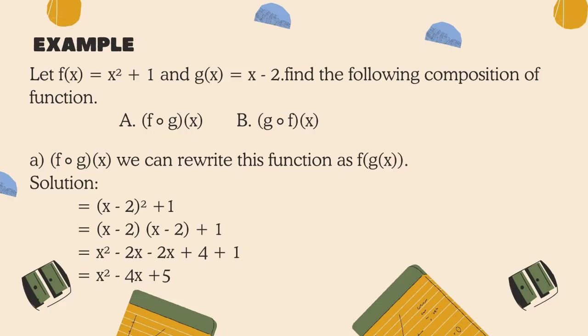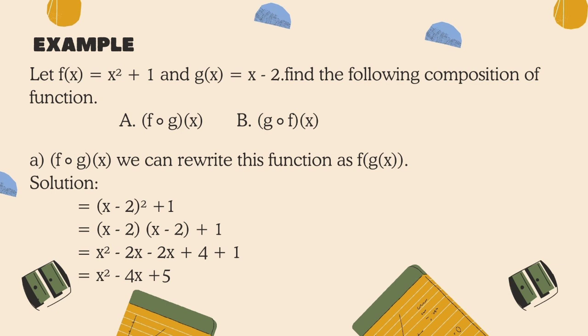So we have here our example number 1. Let f of x equals x squared plus 1 and g of x equals x minus 2. Find the following compositions of functions. Letter A, f composed of g of x. Letter B, g composed of f of x. So for our letter A, f composed of g of x, we can rewrite this function as f of g of x. So we have to substitute the variable x that is there in the outside function with the inside function by taking the individual function as a reference.